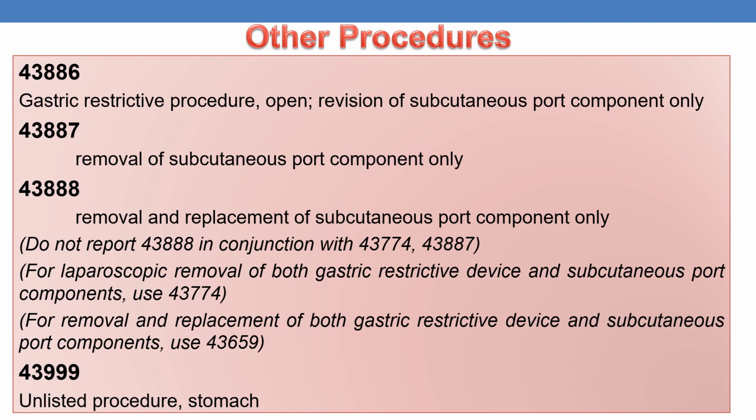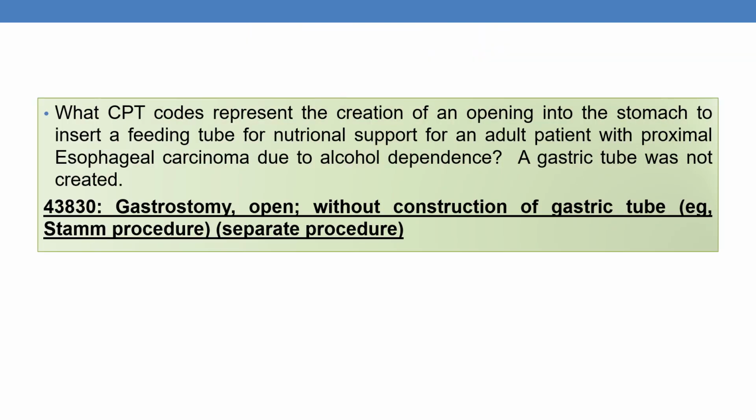And do not report 43888 in conjunction with 43774 and 43887. And for laparoscopic removal of both gastric restrictive device and subcutaneous port components, use 43770. And for removal or replacement of both gastric restrictive device and subcutaneous port components, use 43659. And finally, coming to the unlisted procedure stomach, it is given by 43999. Now let us see an example.